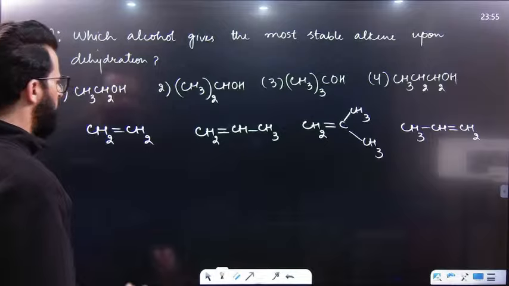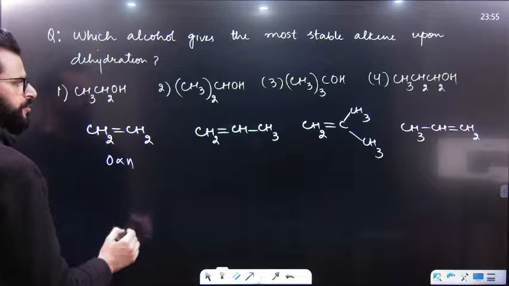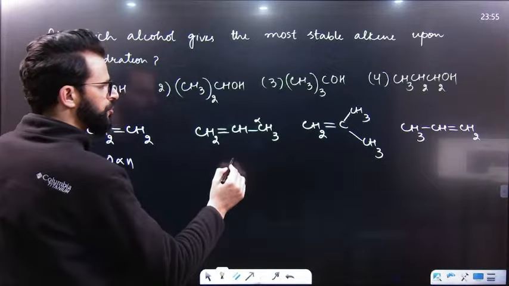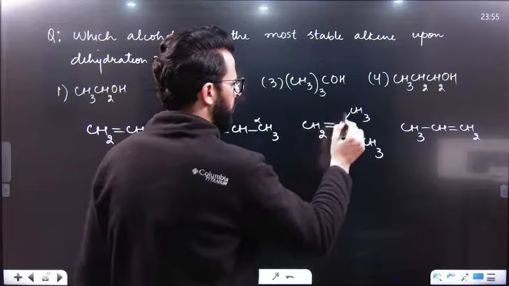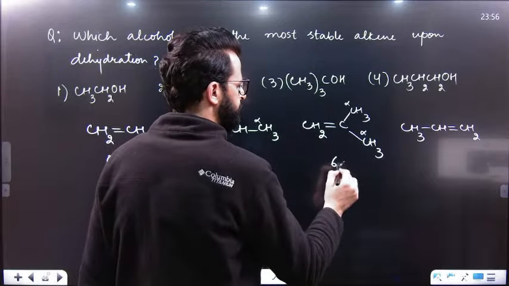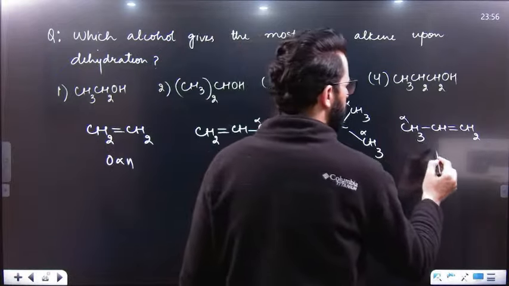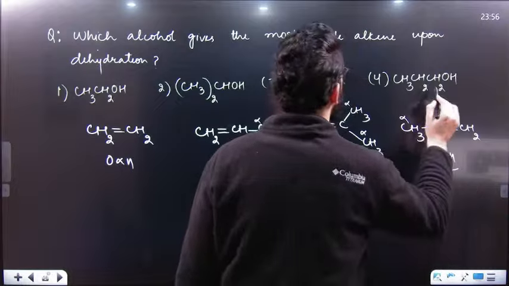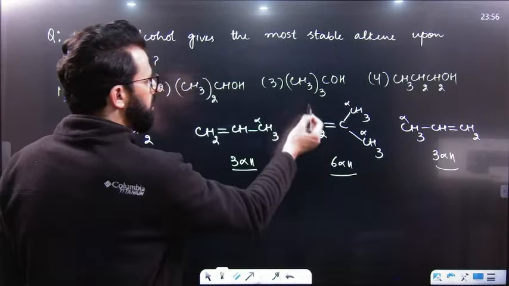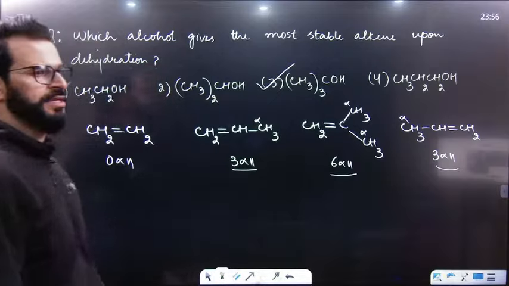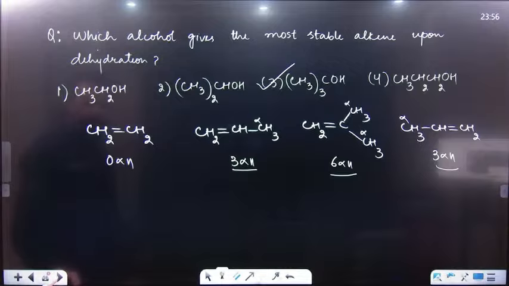Have a look. In this, there is no alpha hydrogen. In this, there are 3 alpha hydrogens. Then here, alpha hydrogens are 6. Here, once again, 3 alpha hydrogens are obtained. That means these two are the same. So which alcohol gives the most stable alkene? This gives the most stable alkene. So this is the product of the reaction. I mean to say, this is the answer to this question.